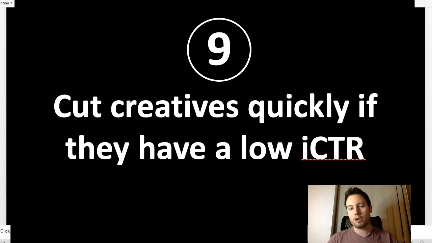The next one is around cutting creatives quickly if they've got a low ICTR. You need to go into the creatives that you have set up for the campaign, and where you see a lot of impressions but very low click-through, that's where you need to start to optimize and cut. But at the same time, make sure you're spending enough on each creative and each headline to really make that decision. You shouldn't be cutting without spending money and having enough data, because you could make the wrong decisions. You could cut it too quickly or too soon.